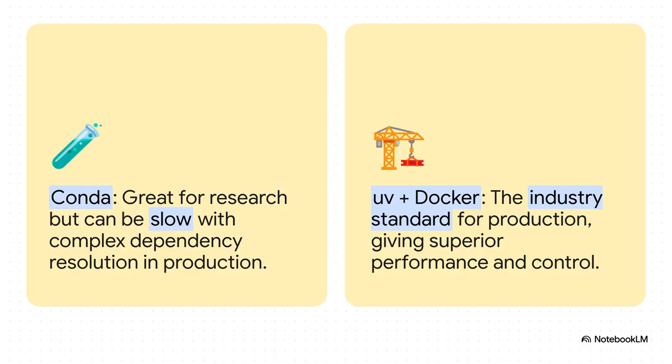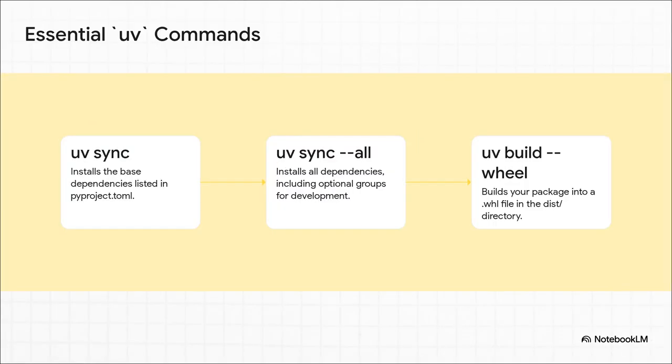We moved to this really powerful duo, uv to handle all the Python dependencies, and Docker to handle the underlying system. This combination, uv plus Docker, it's really the gold standard today. It gives you way better performance and truly isolated, completely reproducible environments. And the best part? Using uv is just refreshingly simple. To install your project's core libraries, you just run uv sync.